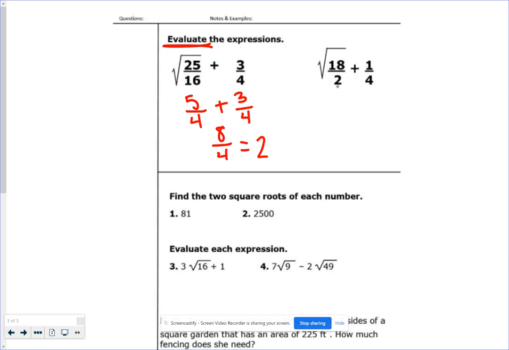All right, well, this one looks kind of similar. But when we take the square root of 18, it's not a perfect square. Same with 2. So what do we do? Well, we can do 18 divided by 2 because that's inside the radical, right? We couldn't do that here because 16 didn't go into 25. So let's do 18 divided by 2. What is 18 divided by 2? That is 9, plus 1 over 4. What is the square root of 9? That is 3, plus 1 over 4. And 3 plus 1 over 4 is just 3 1/4.